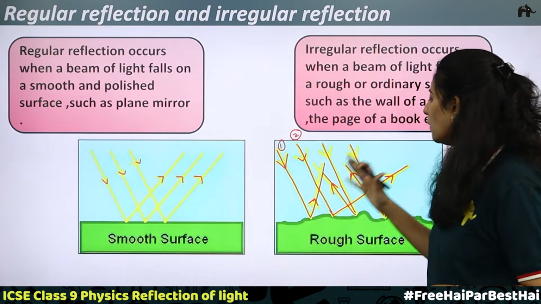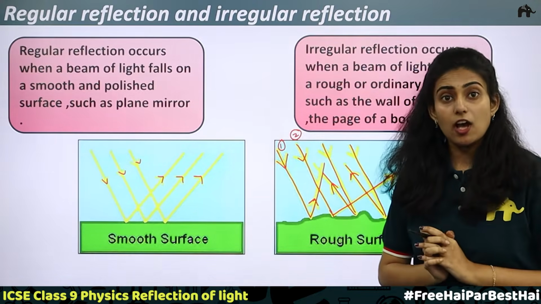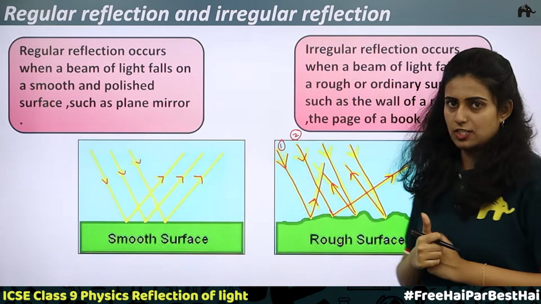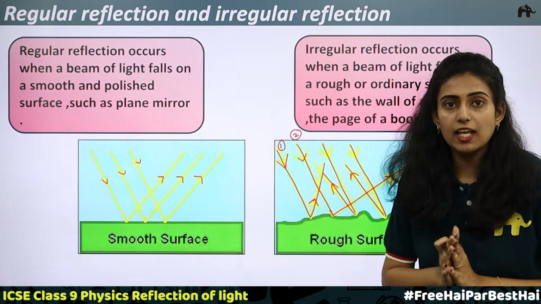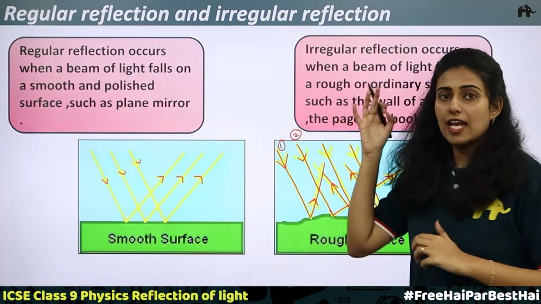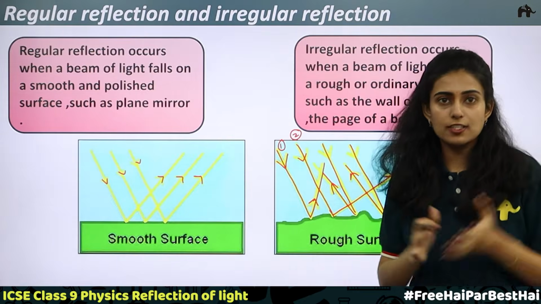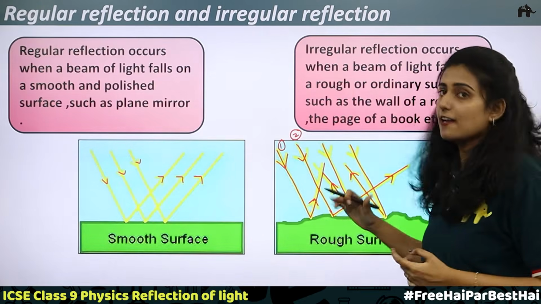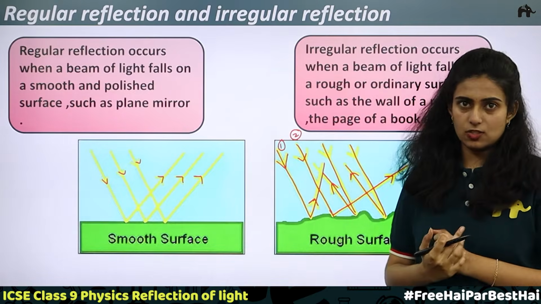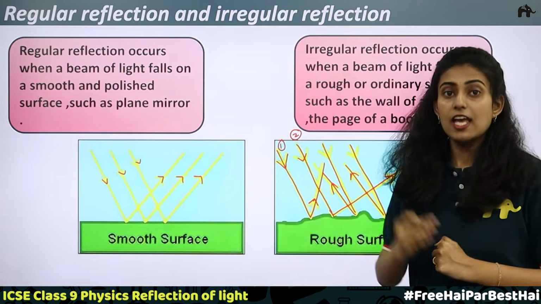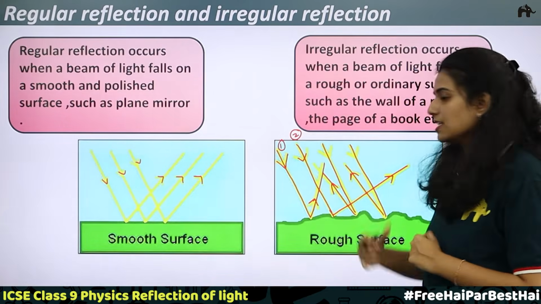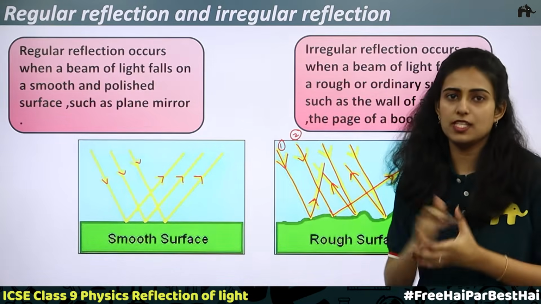So how do we see objects? We are able to see objects because of this type of reflection. What is happening to the light rays inside a room? If you have a bulb or a tube, light rays from there will strike the walls. Walls are rough surfaces. So they will be reflected in different directions. This type of reflection we call irregular reflection or diffuse reflection. This diffuse light helps us to see objects clearly.